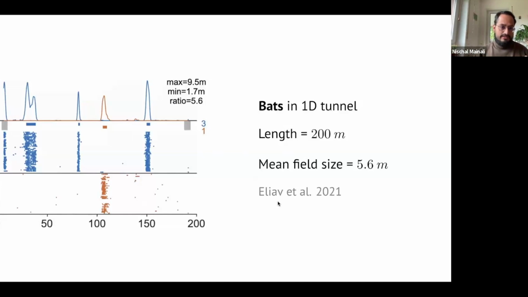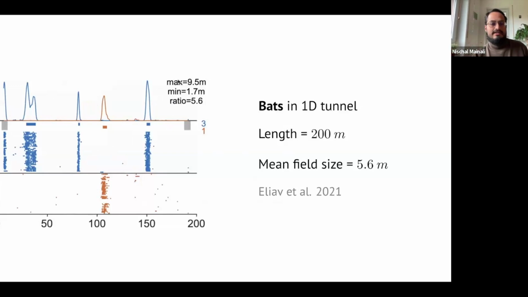And each place field is different than the other in terms of its height, width, and also its shape in general. These are raster plots on the bottom, and the firing rate curves, again, two directions. And here they want to make a point that even within a given cell, the ratio of the smallest to largest field is quite big. So there is really a lot of irregularity.